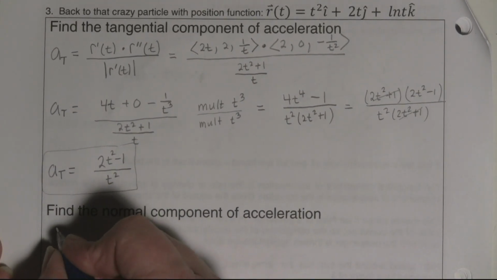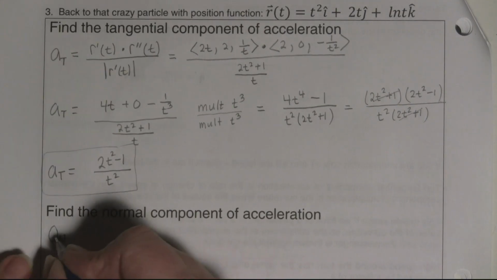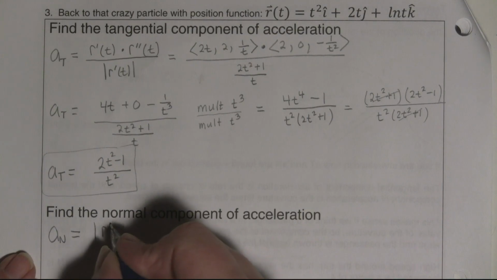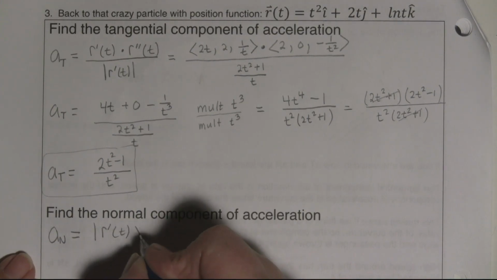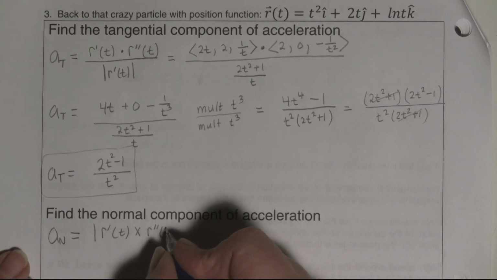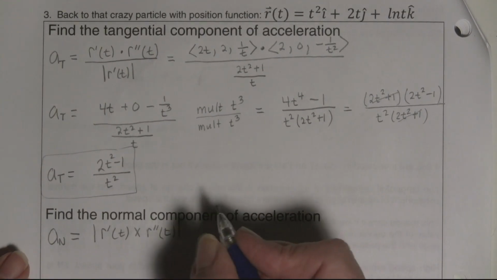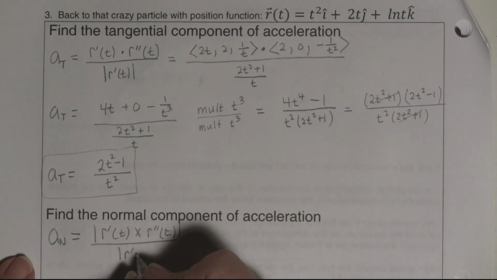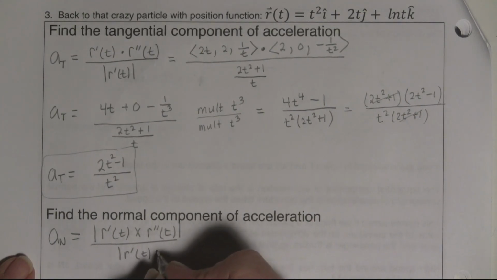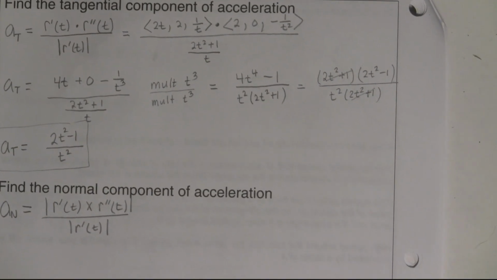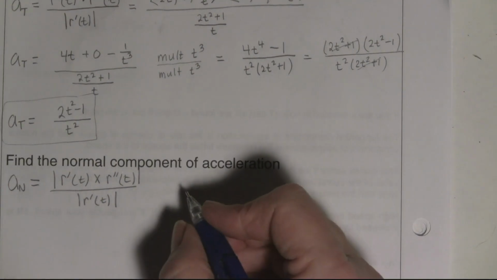So if I want to find the normal, this is the formula for it. I'm going to have to do a cross product. I already know the magnitude here, but I'm writing my formula down anyway. So there's my formula. I think I'll put my cross product right here.